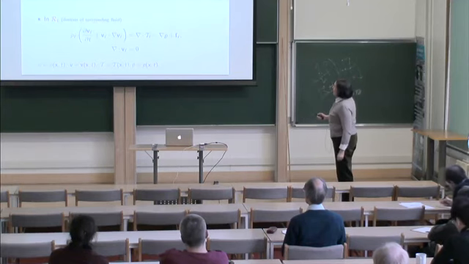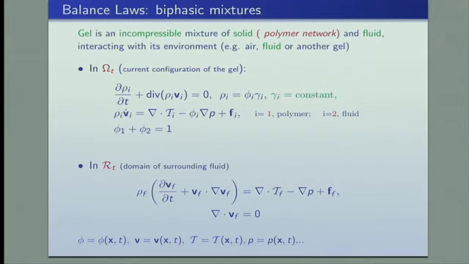So then there are going to be two indices. I equals 1 always is polymer, I equals 2 is fluid. So here we set up equations, balance laws in omega t, so inside the gel, and we also set up the balance of mass and linear momentum in the fluid outside. Okay, so here you can recognize more or less the Navier-Stokes equation, since we're going to take this to be Newtonian and incompressible, so that's outside.